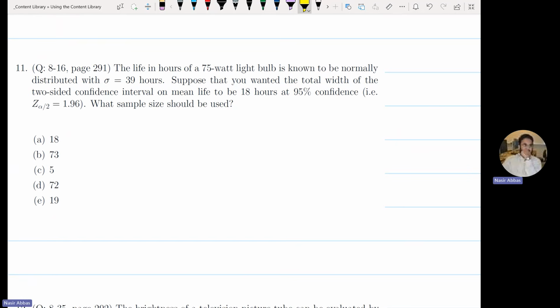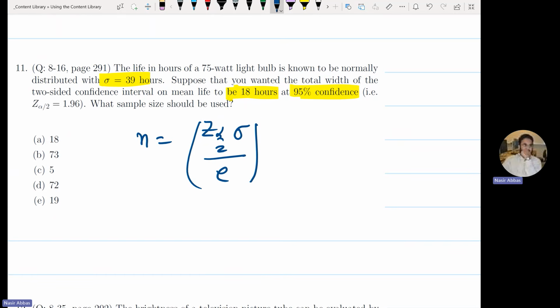Suppose that the total width of the confidence interval is 18 hours. The total width of the interval, which interval? The 95% interval is 18 hours. What was the sample size used? We have the formula for n. N is Z alpha by 2 sigma over E, whole square. This is given to you in the formula sheet.